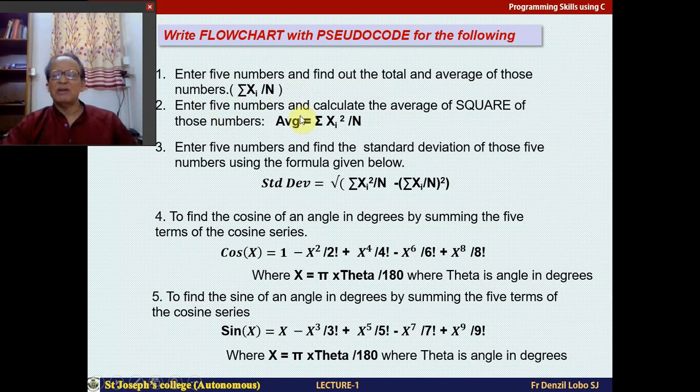Here, enter five numbers and calculate the average of squares of numbers. So sigma xi squared by n. What does it mean? That means x1 into x1 plus x2 into x2, etc. And divide by n, that becomes the average of the squares of numbers. Pause the video and write flowcharts for these two problems.